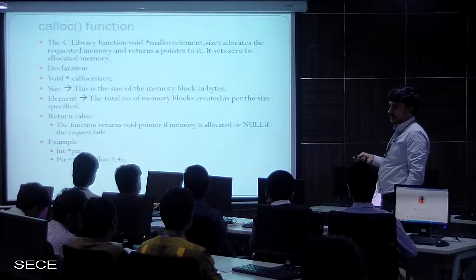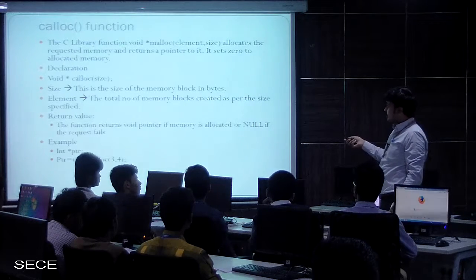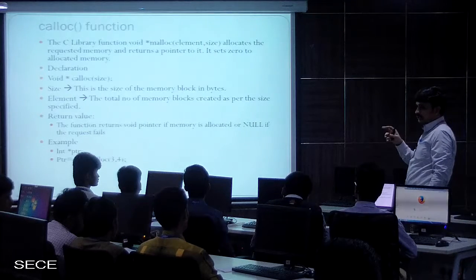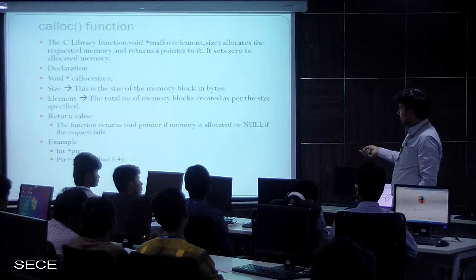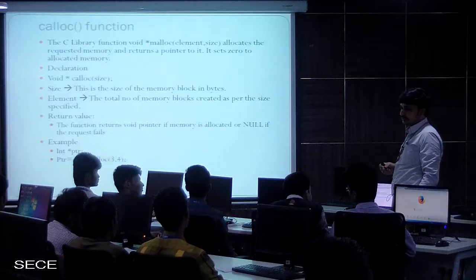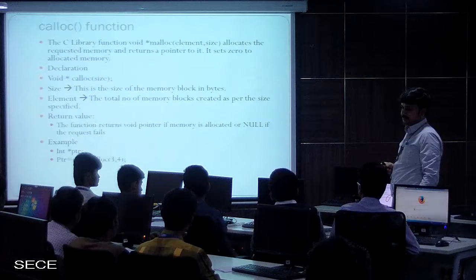What is the syntax for malloc? Elements and size. Sorry, in calloc. In malloc we give only the size. In calloc we give elements comma size. If the user is asking to create 3 memory blocks to store integer variables, then you have to give 3, then comma 4. What is that 4? That is the size of our integer.